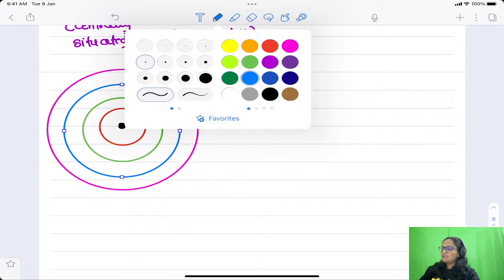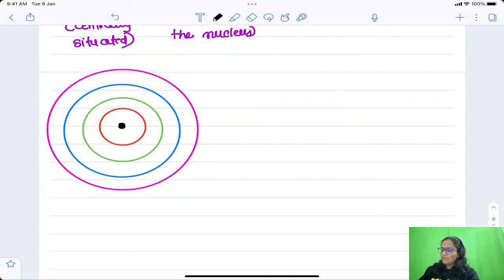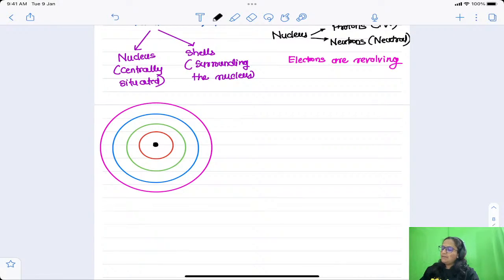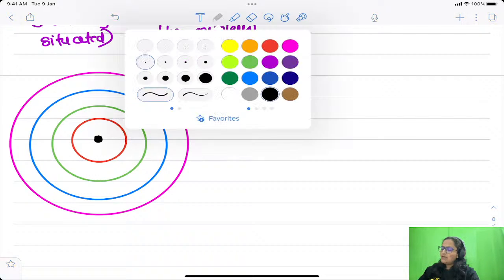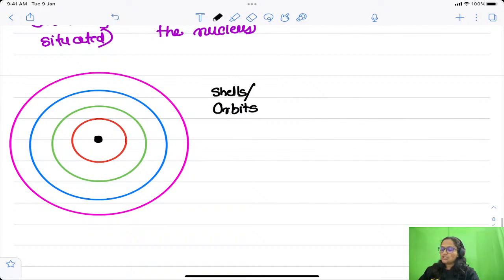So these are the circles surrounding the nucleus. Neil Bohr has given a name to them. He has called them shells, or one more word he has used, they are also called orbits. So what are shells or orbits? Shells or orbits are the circular paths in which the electrons are revolving surrounding the nucleus of an atom, right?